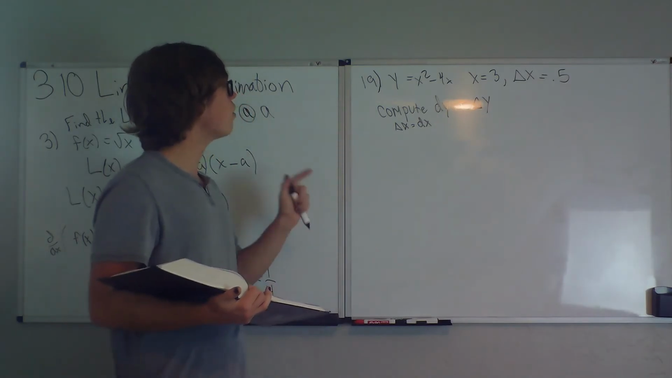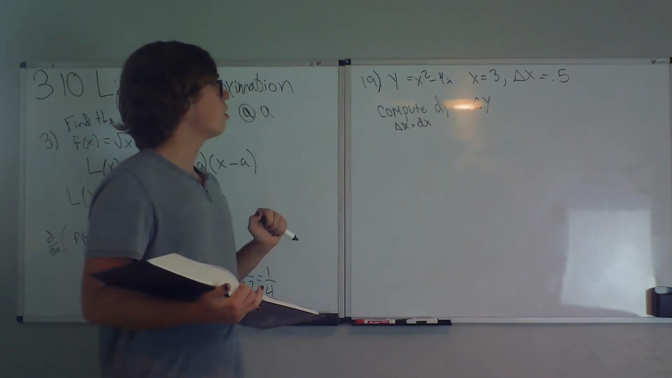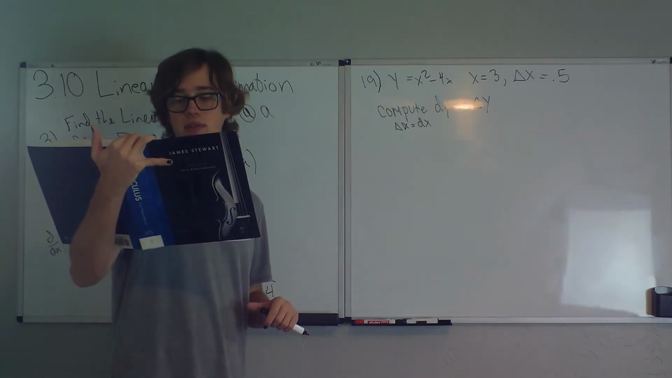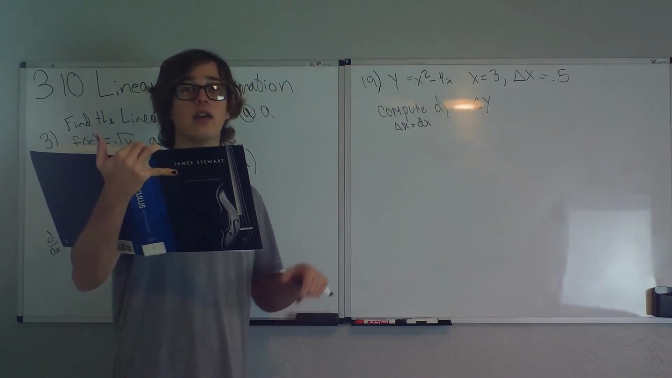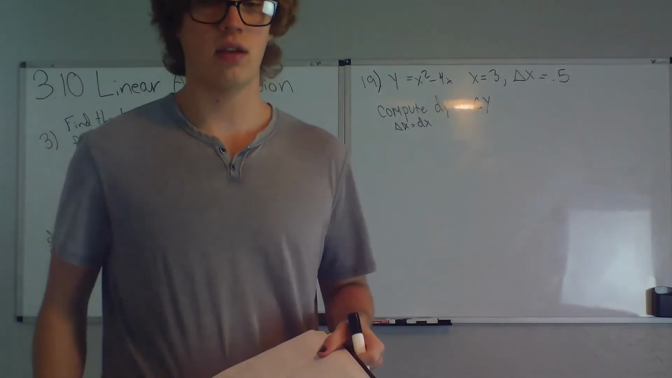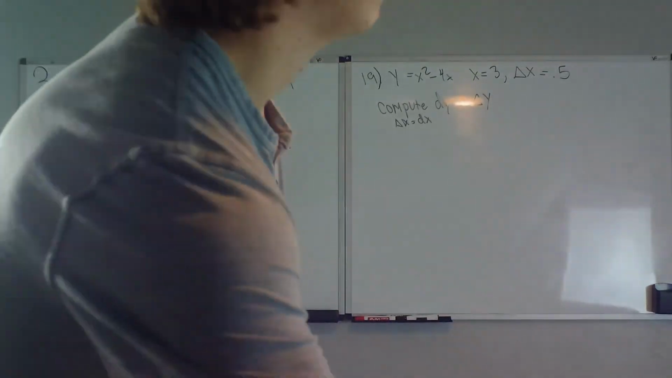Now on to number 19. What does it say? Compute delta y and dy for the given values of x and dx, which is equal to delta x. Okay, what does this say? Well, we have two equations, right?